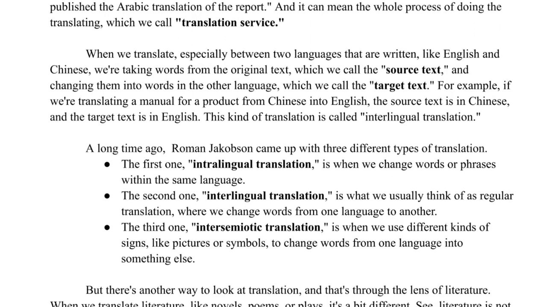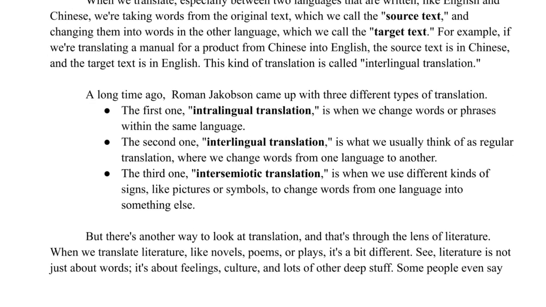A long time ago, Roman Jacobson came up with three different types of translation. The first one is intralingual translation, that is, when we change words or phrases within the same language. The second one is interlingual translation. It is what we usually think of as a regular translation, where we change words from one language to another. The third one is intersemiotic translation.